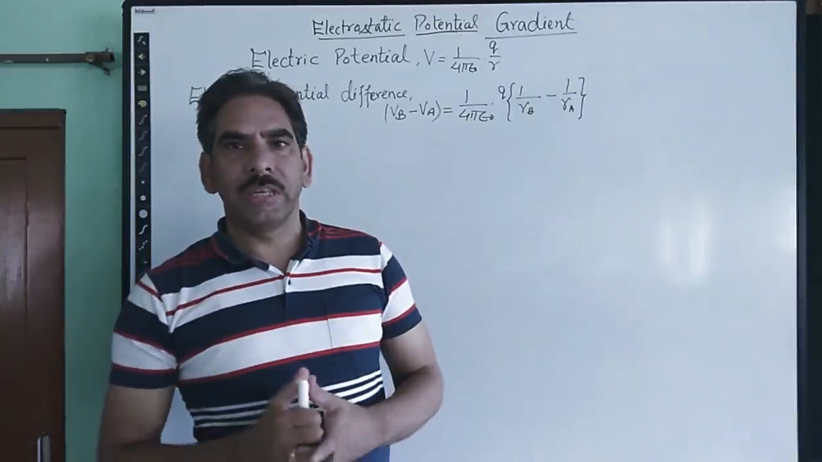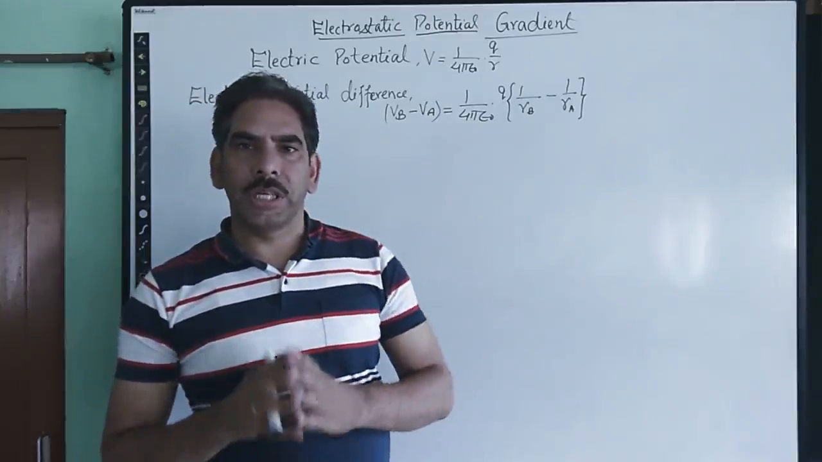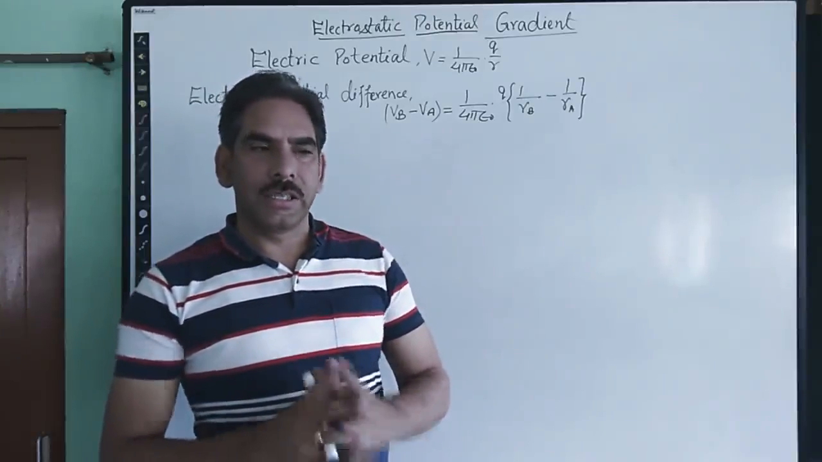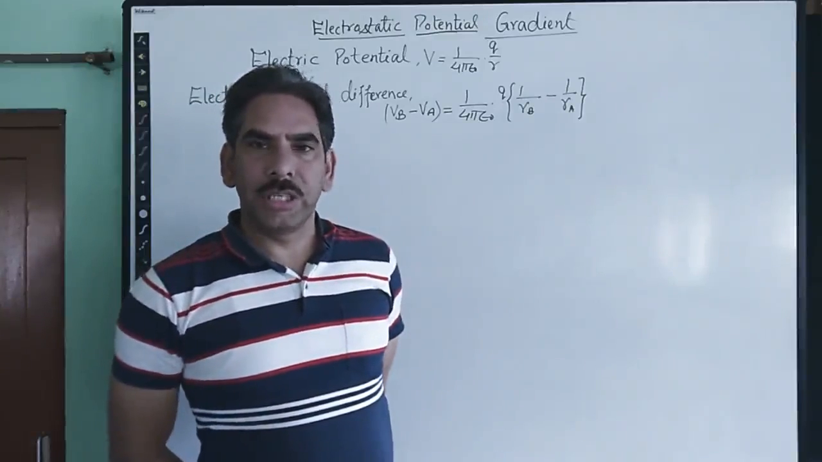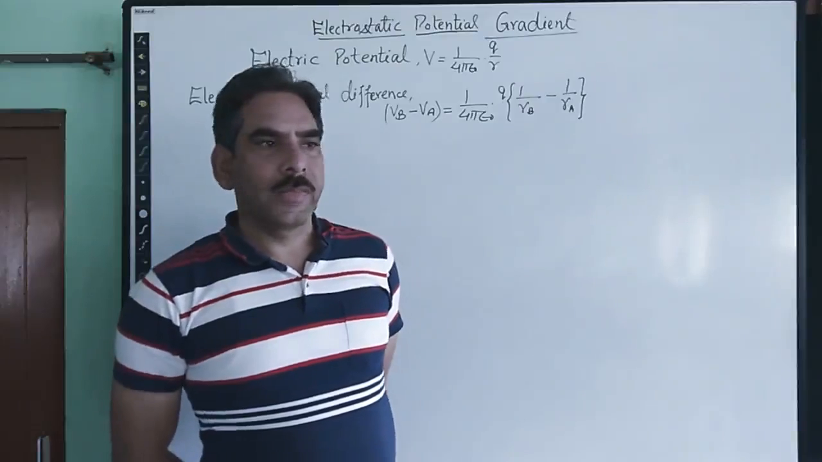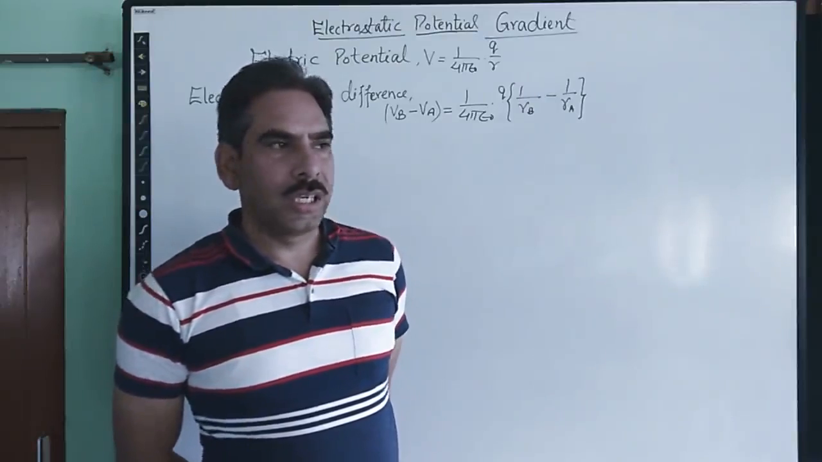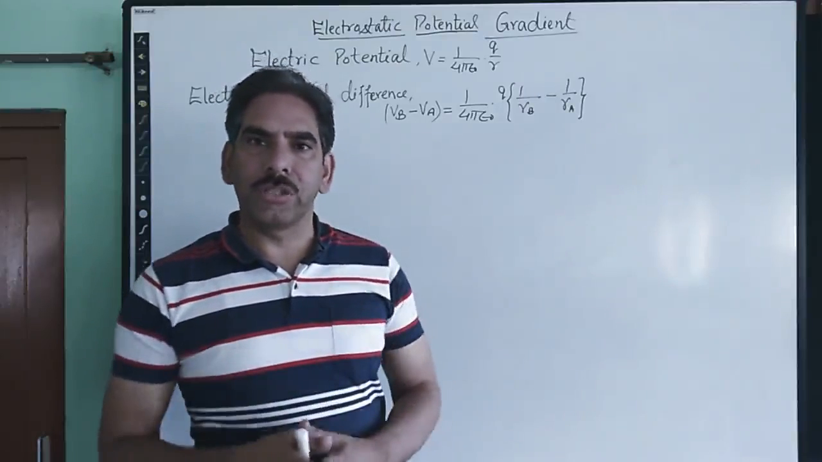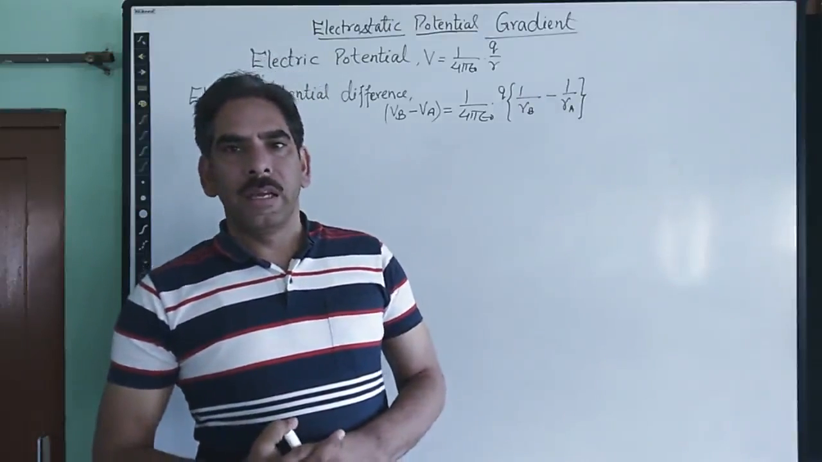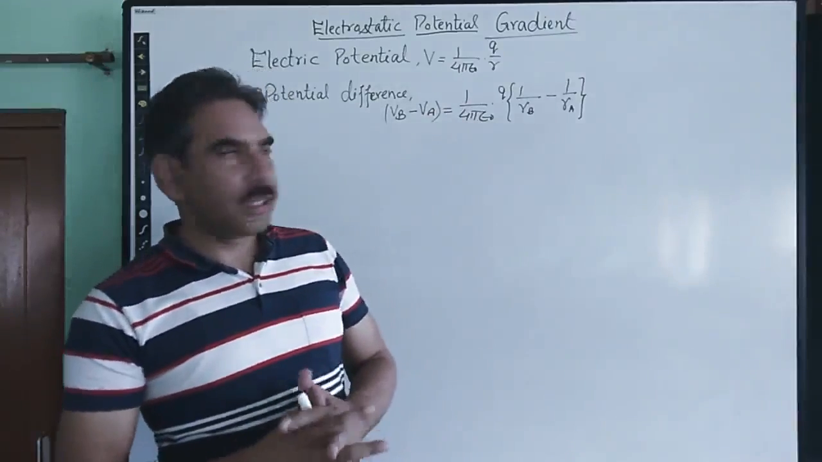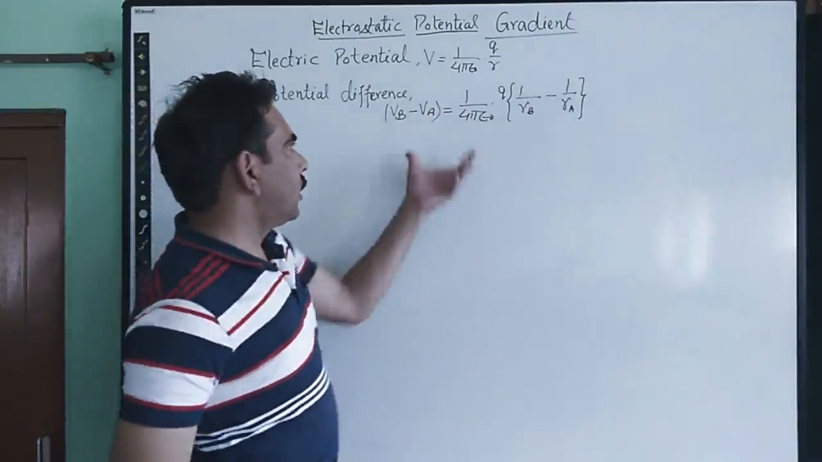So we clearly derived the expressions for the electric potential difference, and we have also derived the expression for electric potential due to an electric dipole, due to a discrete distribution of charge, and also we discussed continuous distribution of charges. So these are the two expressions we got in our earlier class.